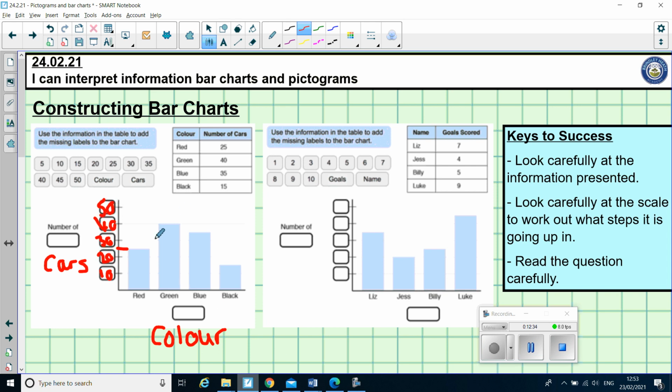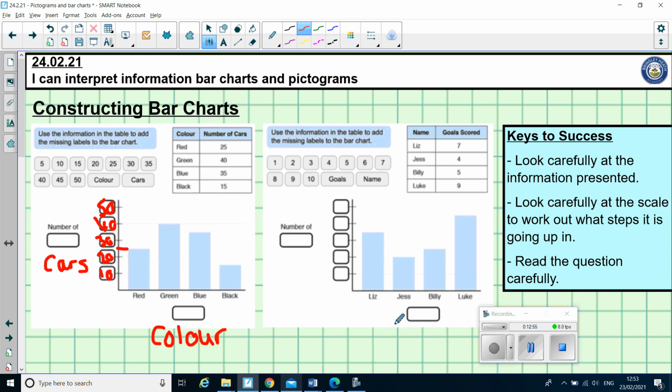Okay, so the way to do it is use the information from the table to guide you and work out what this is going up and down the sides. Alright then, there is a second question a bit like that one for you to have a go at. So pause the video now and I'd like you to have a go. Okay then, let's see how you got on with that.